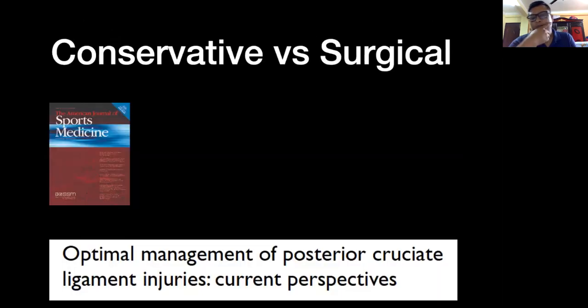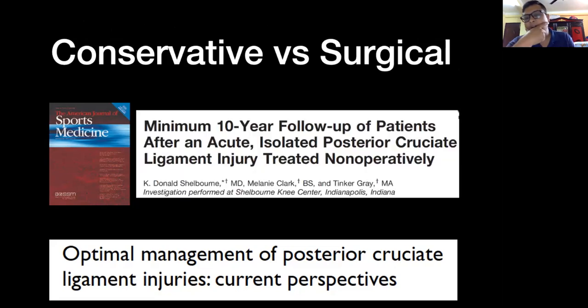Okay. There has been a lot of debate about conservative and surgical treatment of the PCL, and wherever there is conservative treatment, Dr. Selvan comes. Amit sir, what sort of patient with PCL injury do you treat conservatively?